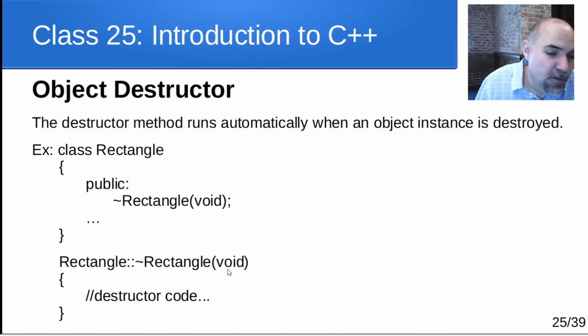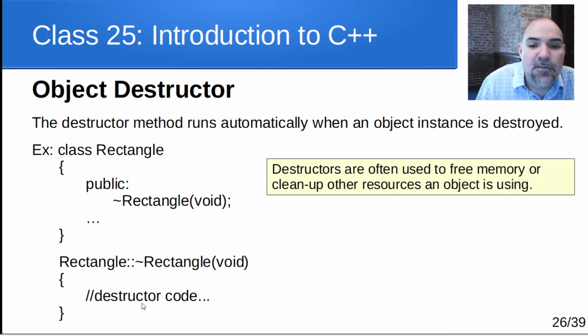Okay, there's also a special function called the destructor, which runs automatically when an object instance gets destroyed or unallocated. So the way that the destructor works, it has the same name as the class, but we have a tilde on the front of it. And then when we create the code for it, rectangle, colon, colon, tilde, rectangle, that's defining the destructor code.